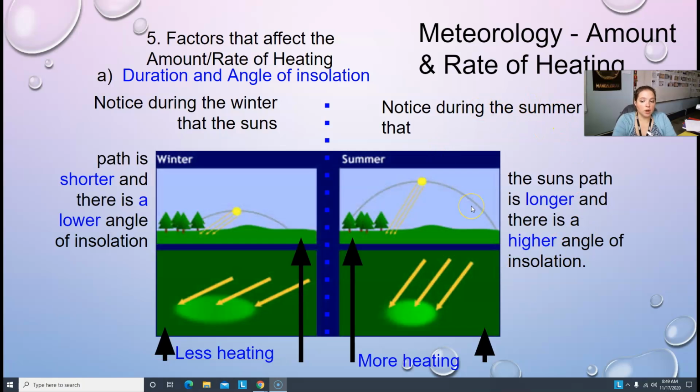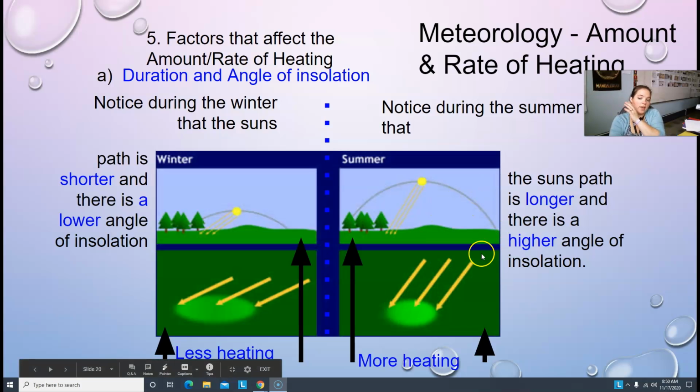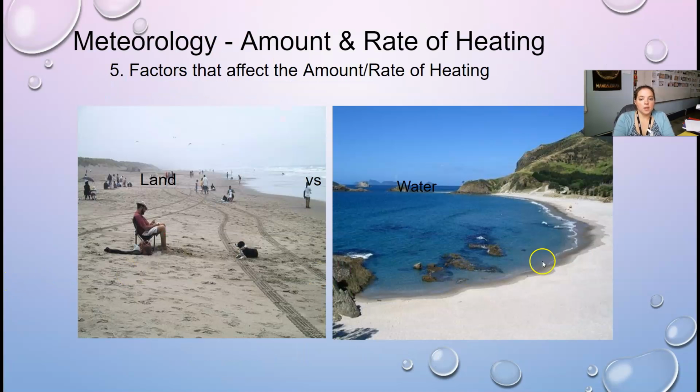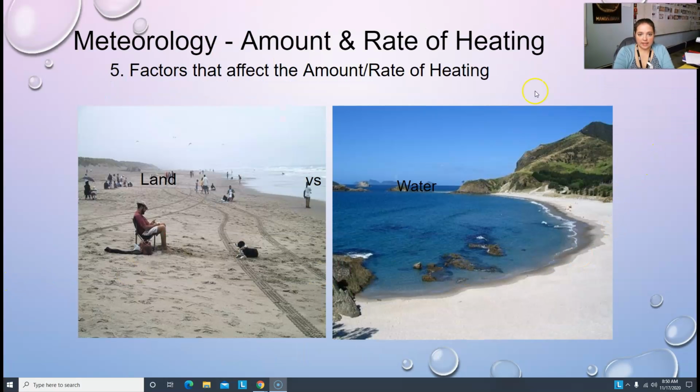Whereas in the summer, we're getting more direct sunlight. It's not hitting us dead on, but a lot more. And you see that it's a longer line or a longer path, and it's higher in insolation. That means a smaller area is getting heated a lot faster. It's a lot smaller, so it gets heated faster. All right, so there are some factors in this heating.